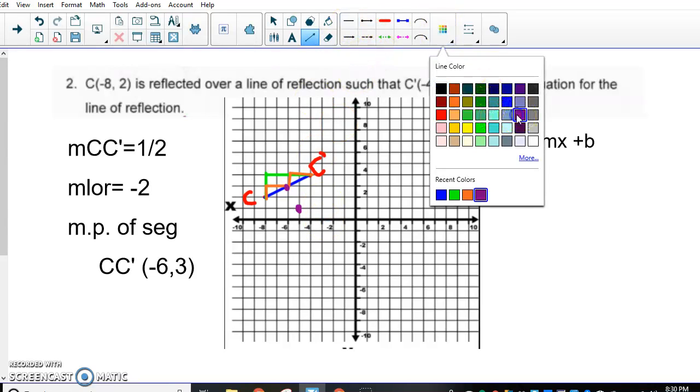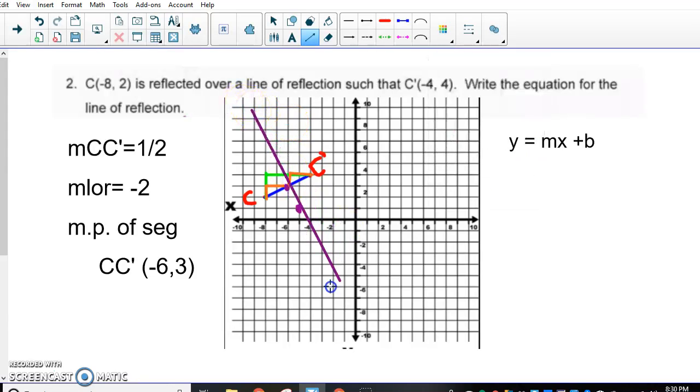I'll make it purple. Might as well keep that going. If it passes really nicely, we can use the graph. But I purposely didn't make it super accurate. We should be able to check this algebraically just in case to make sure that this is in fact the perpendicular bisector. If it is, it'll go through the midpoint with that slope of -2, the opposite reciprocal.